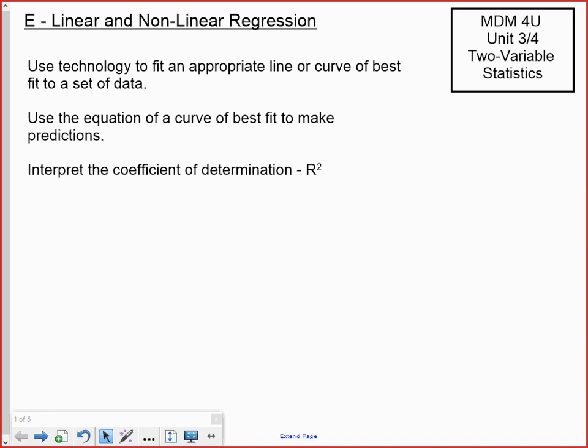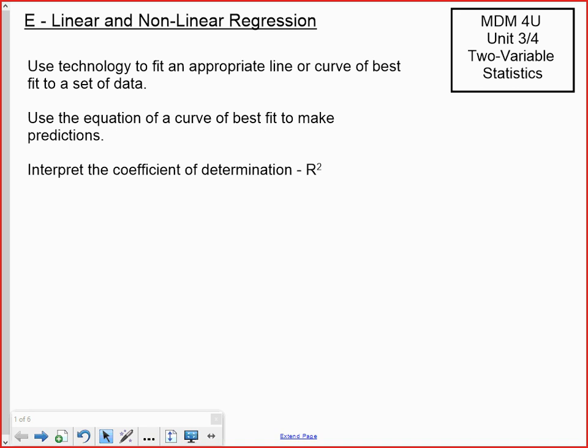Okay, linear and nonlinear regression. So what we want to be able to do by the end of today is use technology to fit an appropriate line or curve of best fit to a set of data. And we're going to go through some examples where we use Excel to fit some lines and some curves to some data sets. Then we want to be able to use this equation of line or curve of best fit as appropriate to make some predictions or answer some questions about the data.